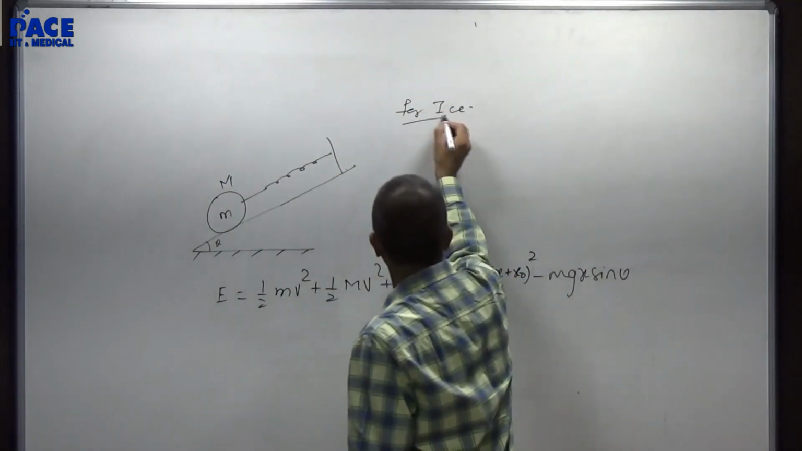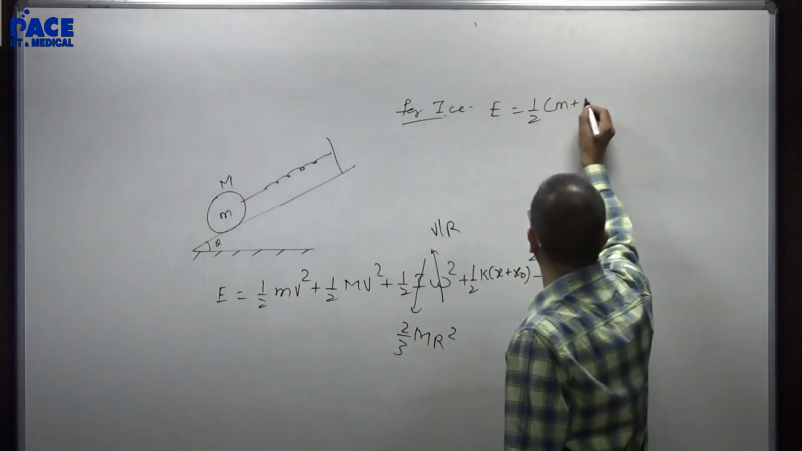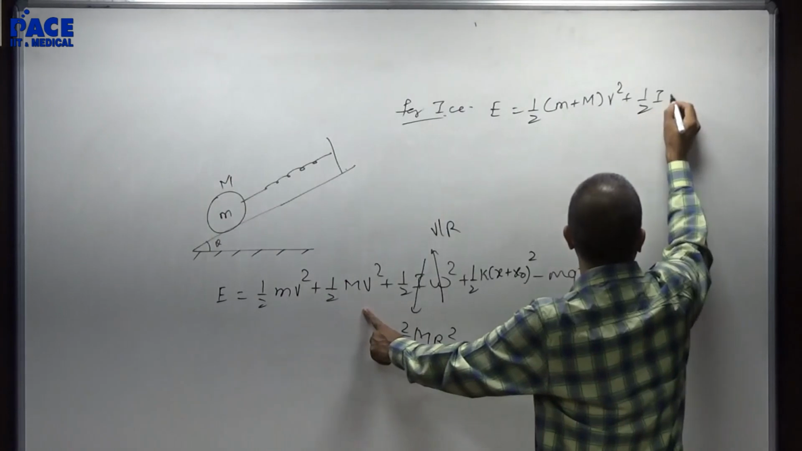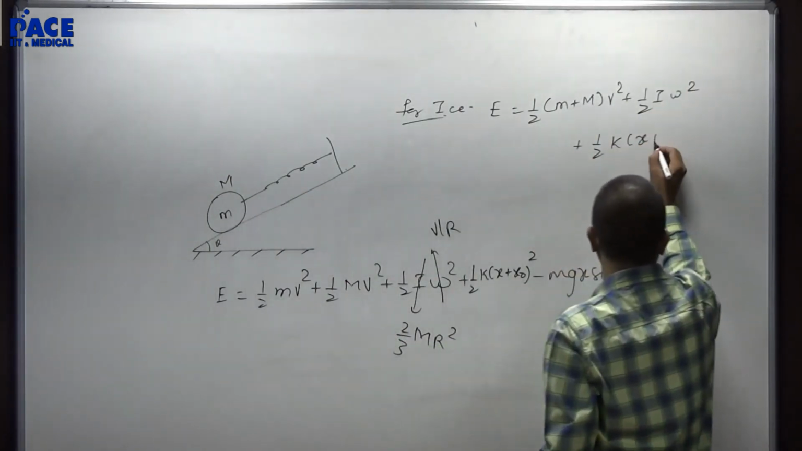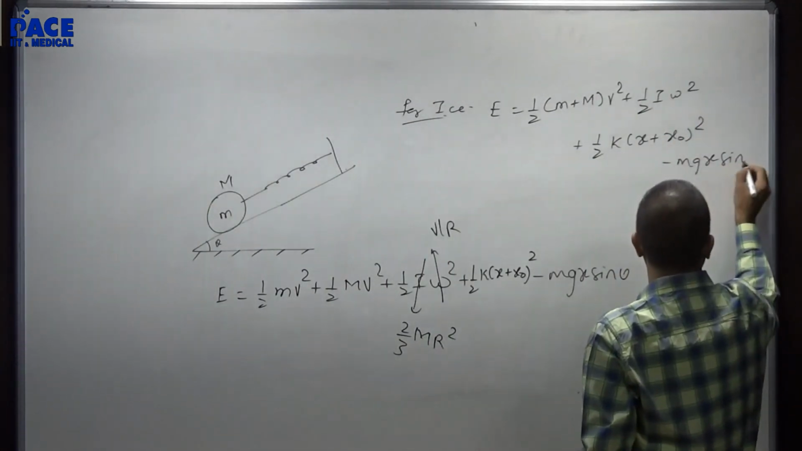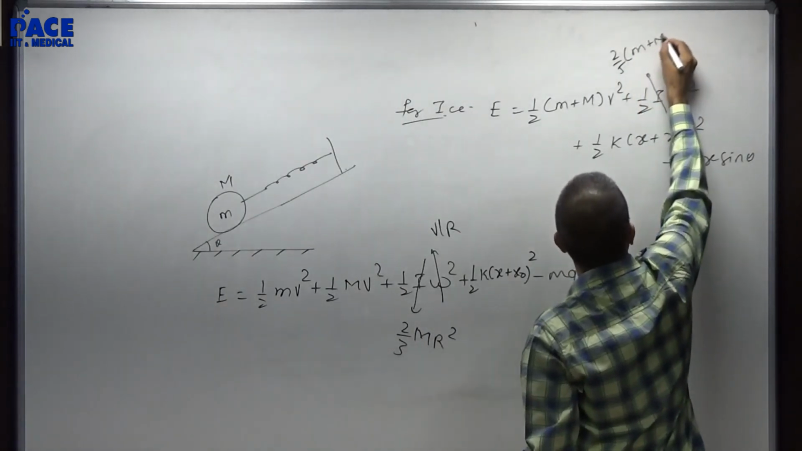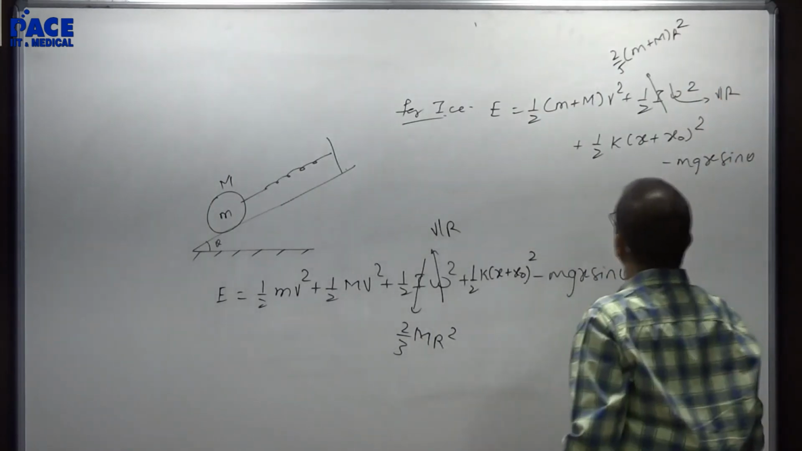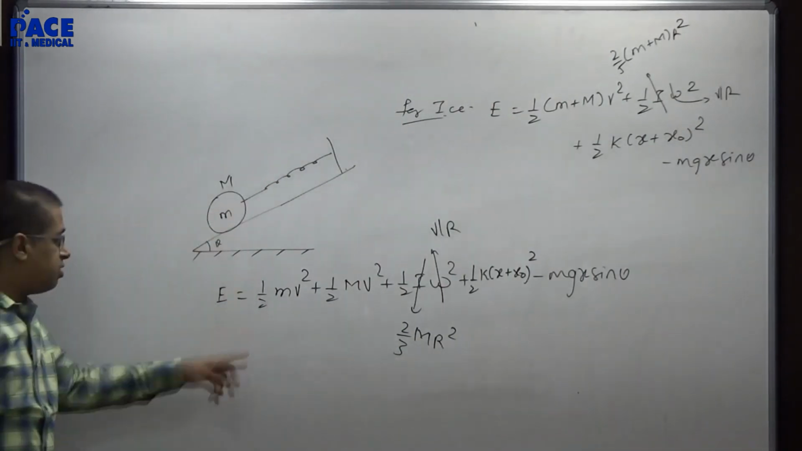if this body turns out to be ice, the energy relation will be half (small m plus capital M) V square plus half I omega square plus half k (x plus x naught) whole square minus mgx sin theta. I will be 2 by 5 (small m plus capital M) r square. Omega will be V by R. That is for ice, this is for water.